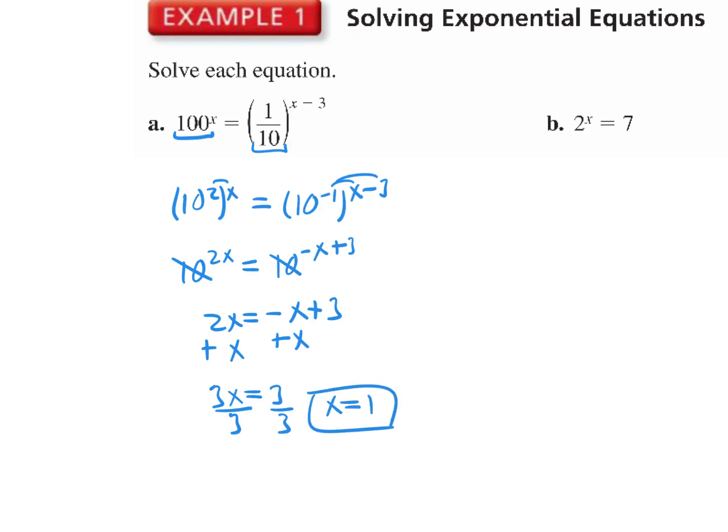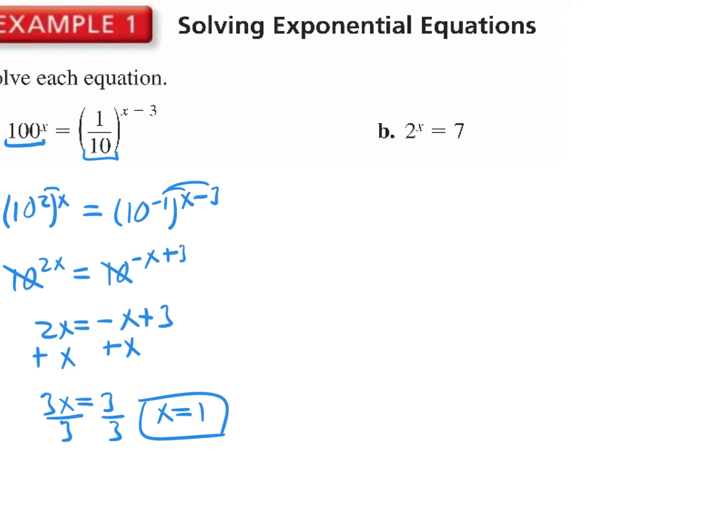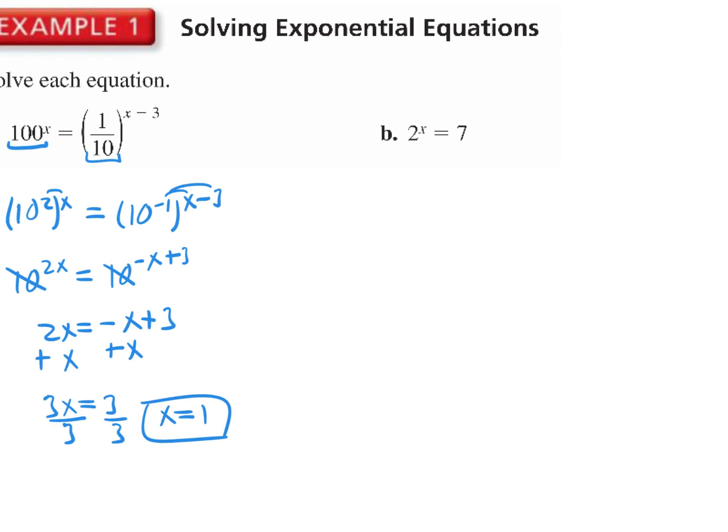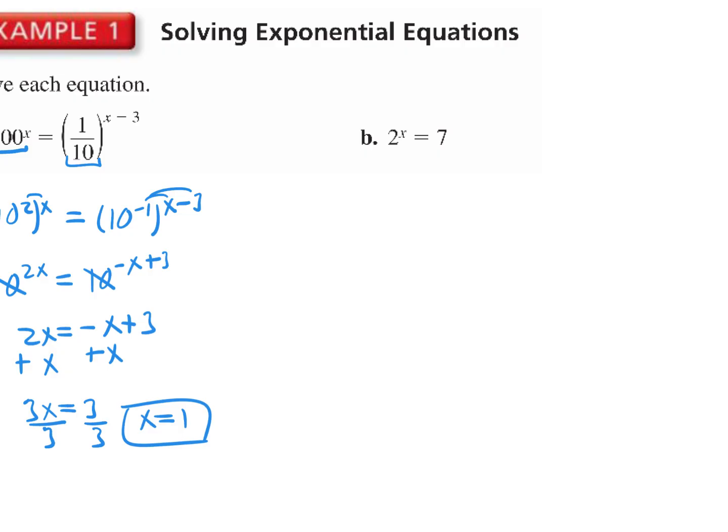All right. So pretty basic example, something that you guys have seen before. Something that you haven't seen before is something like part B. We have 2 to the x equals 7. Now there's no way to rewrite 7 to have a base of 2. So what we're going to do instead is we're going to use logarithms, our property of logarithms, to kind of get that exponent out of there, right? Because our issue right here is that x, right? I don't know what I need to raise 2 to get 7, right? So what we're going to do is we're going to use logarithms.